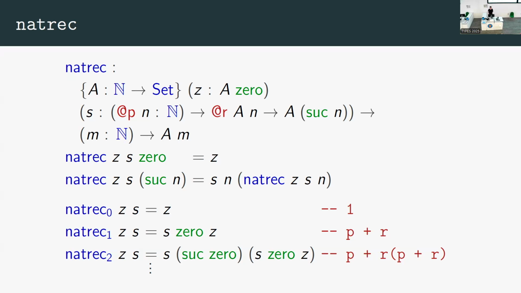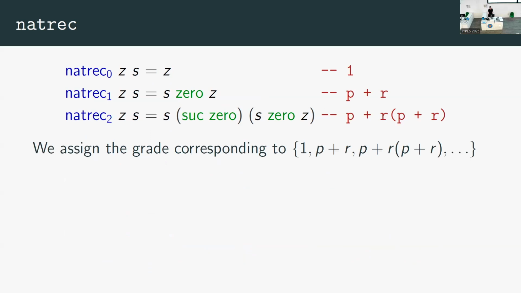You can continue doing this unfolding more and more times, and each time the same pattern will apply. First we get p uses from applying the predecessor, and then r times however many uses we had in the previous step. So in the second case, we get p plus r times p plus r. And again, the grade we would need to assign is the one corresponding to the set of all of these infinite numbers, or grades, that we get from this.